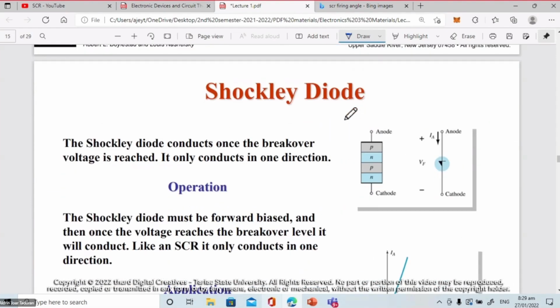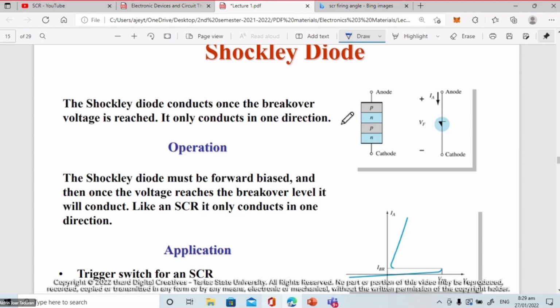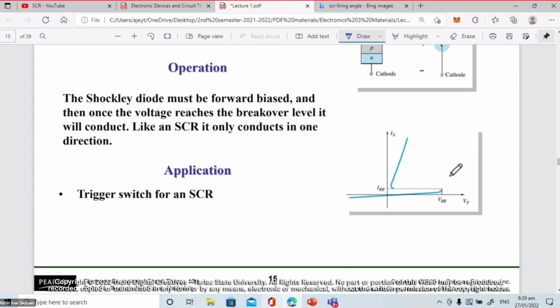Next, Shockley diode. So Shockley diode conducts once the breakover voltage is reached, it only conducts in one direction. Okay. Kaparehas lang din ng typical conduction niya sa SCR, around 0.6 volts to 0.7 volts. Okay. Ito yung anode cathode niya, then ito yung symbol niya. Kaya ito lang yung portion niya, can only conduct in that direction lang din. The Shockley diode must be forward biased. Then once the voltage reaches the breakover level, it will conduct. Unlike SCR, only conduct in one direction. Application: trigger switch for SCR.